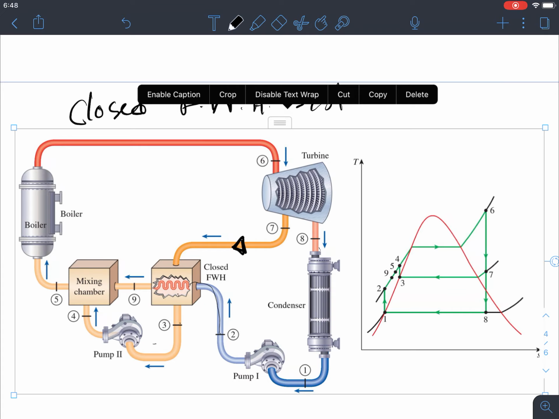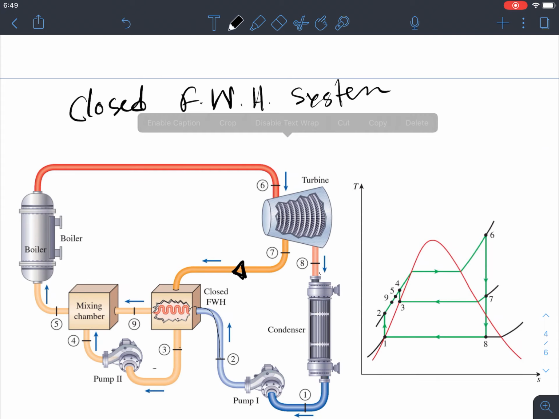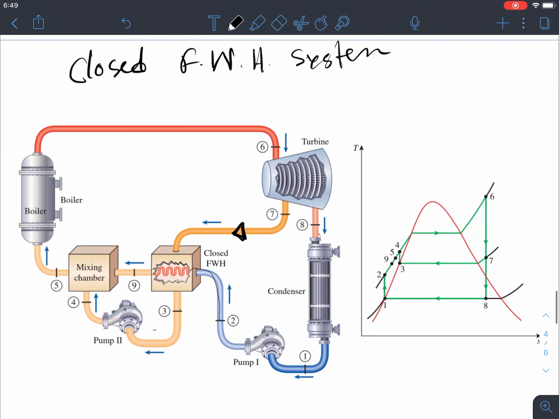And in the other pump, what is happening from 3, the saturated liquid, is it's increasing the pressure. So 3 to 4, we can see that again it's increasing the pressure. And then from 4 to 5 or 5 to 6, it's basically increasing the temperature of the cycle to the maximum temperature.